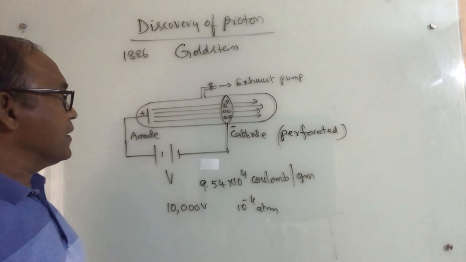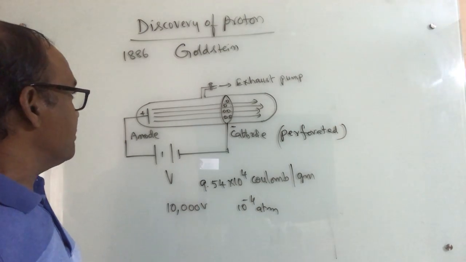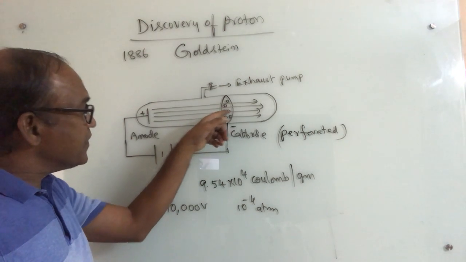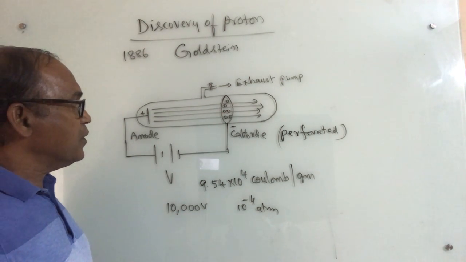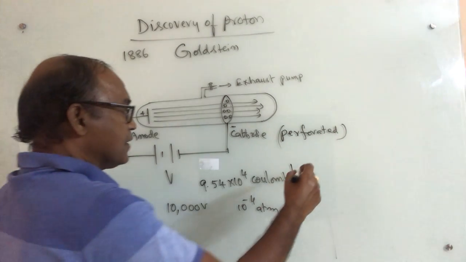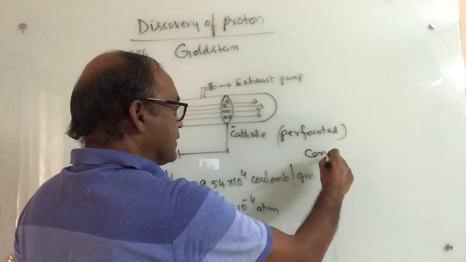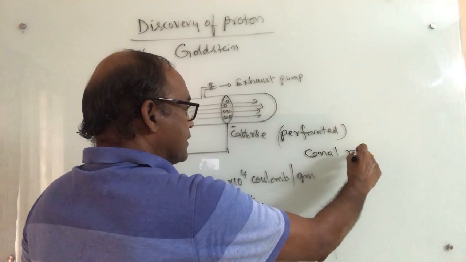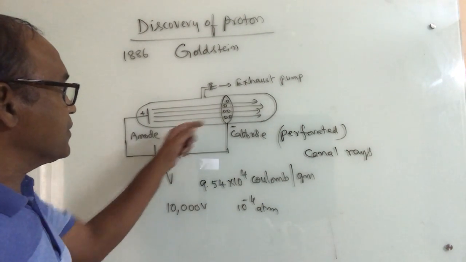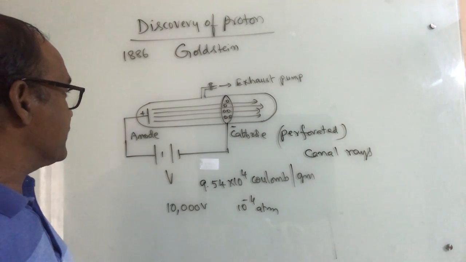The rays are set. These rays appear to come out from the surface of the anode, squeezing and passing through the pinholes of the cathode. Hence, these are called canal rays. These are said to be the canal rays since they pass through these small canals.